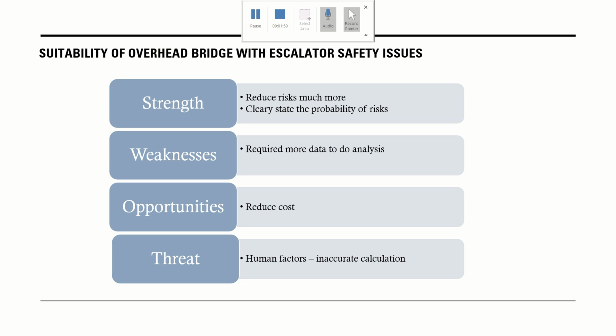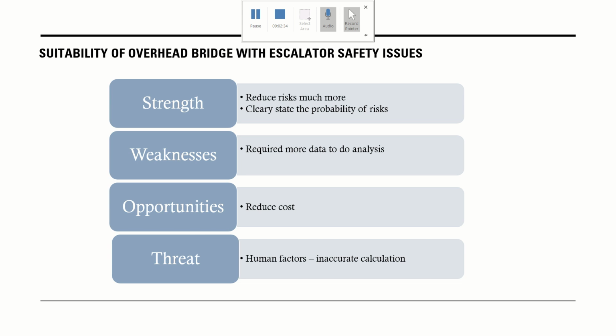So it is very suitable for this assignment, which is the overhead bridge with escalator, because we can clearly know which area has a risk and how we can reduce it. And the opportunity is that by reducing the risk, we can reduce the cost also. But when talking about the probability calculation, we must consider the human factor, because human factors will affect the accuracy of the calculation, maybe the data collation as well.